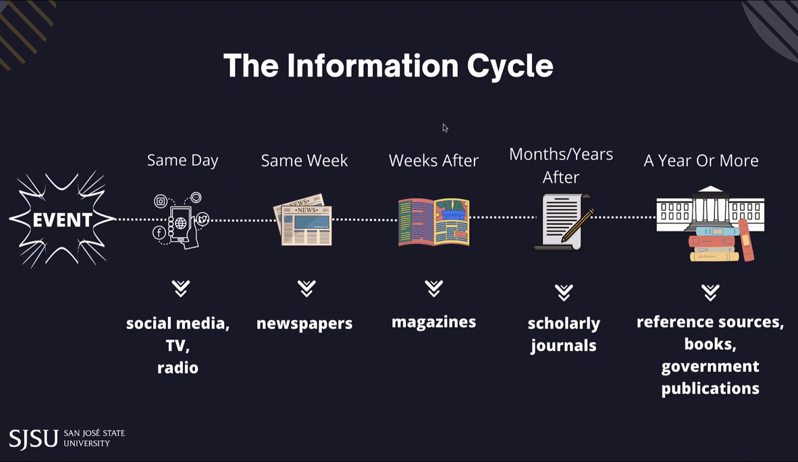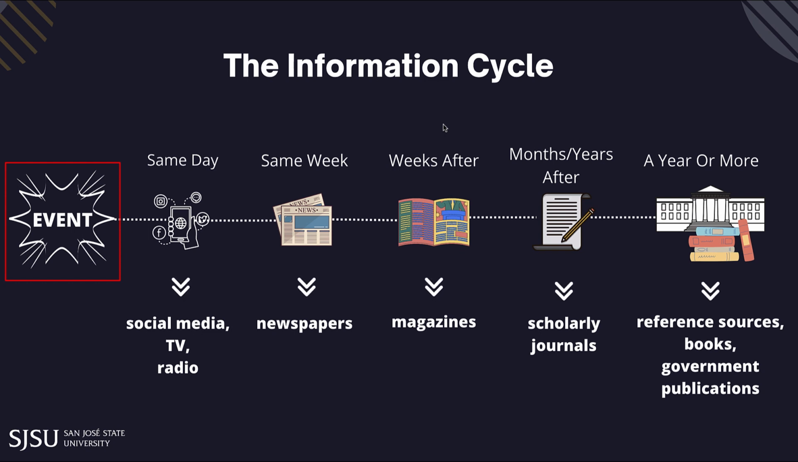So to start off, let's discuss the information cycle. The information cycle is essentially a timeline that explains the overall progression of when different types of information sources are created. So with this in mind, let's take a look at a visual example of the information cycle. In the slide, you can see that information sources can be separated into 5 different categories based on when they are usually created. To start off, once an event occurs, the information cycle begins.